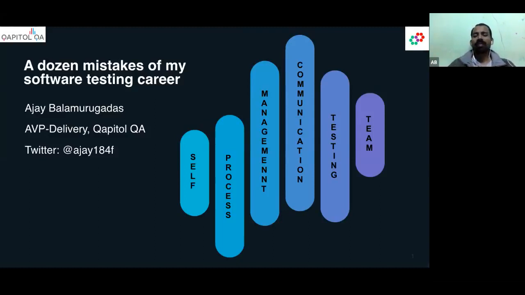So after I categorized all the 50 plus mistakes into these 6 categories, I thought, hey, my career is not yet over, right? I'm not done yet. I see a few more years of software testing career for me. So I don't know what kind of mistakes I'll make, right? And they might not fall in the same 6 categories.